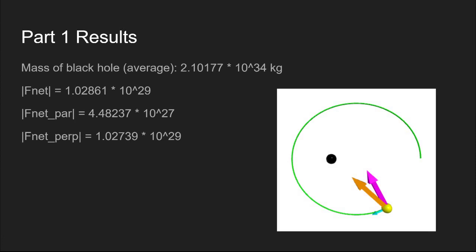These are the results I got for part 1. Something interesting I noticed was that Fnet got larger when the star was closer to the black hole and smaller as the star traveled farther away. This is because the star experienced a greater force of attraction as its distance to the black hole decreased.